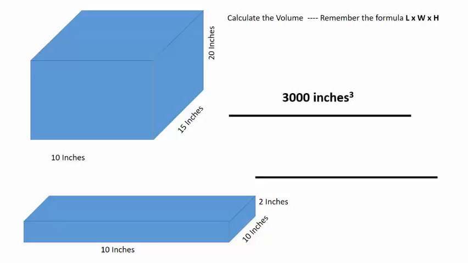And then the next one is actually kind of a little bit more simple. 10 by 10 by 2. So that's 100 times 2. What do you come up with there? I would come up with 200 cubic inches as well. There we go. And that's the examples that we have.